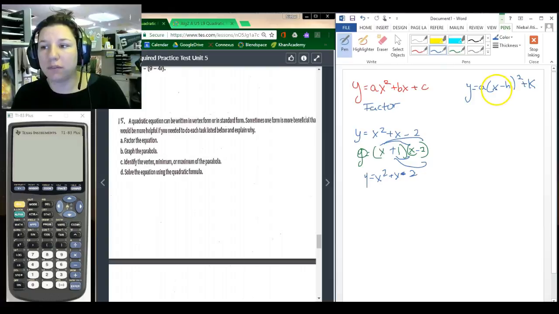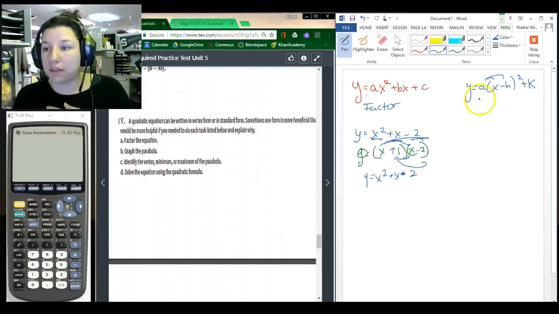If you wanted to factor from vertex form, what you'd have to do is simplify it out, distribute the A, and get it to standard form in order to factor. You can't go through the steps this way where you say, okay, what times what is the first coefficient, what times what is the last term, and then which one of those add up to get the middle. So factoring, standard form.